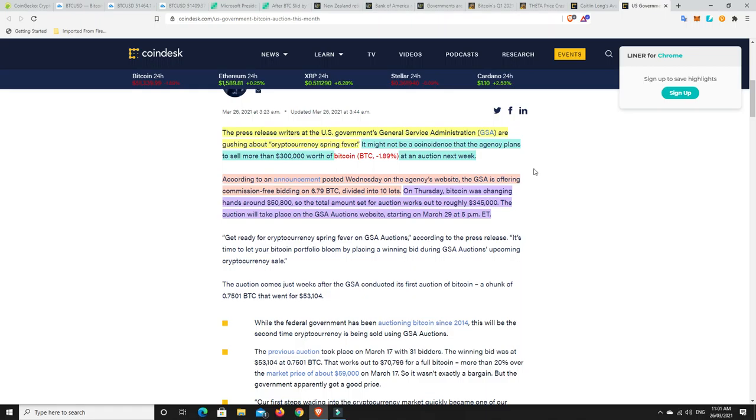So, the press release writers at the US government's General Service Administration are gushing about cryptocurrency spring fever. It might not be a coincidence that the agency plans to sell more than $300,000 worth of Bitcoin. So that's not a whole lot, but it's a little bit at an auction next week. According to an announcement posted Wednesday on the agency's website, the GSA is offering commission-free bidding on 6.79 Bitcoin divided into 10 lots. On Thursday, Bitcoin was changing hands around 50,800, so the total amount set for auction was roughly 345,000. The auction will take place at the GSA auctions website starting March 29 at 5 p.m.